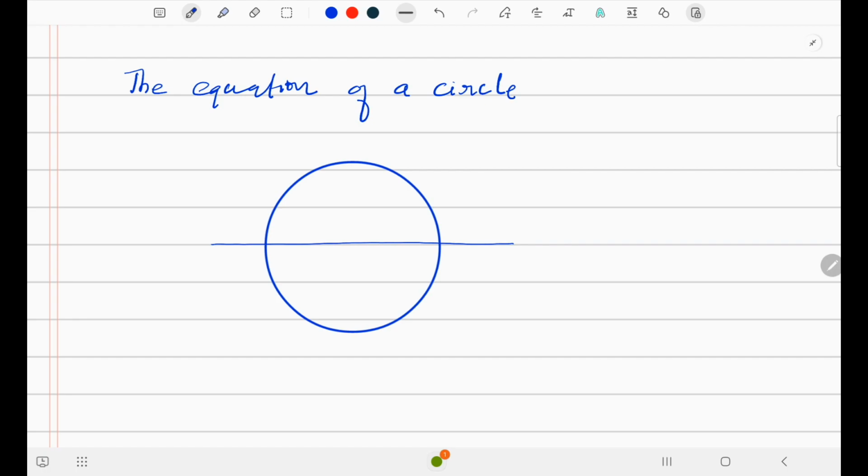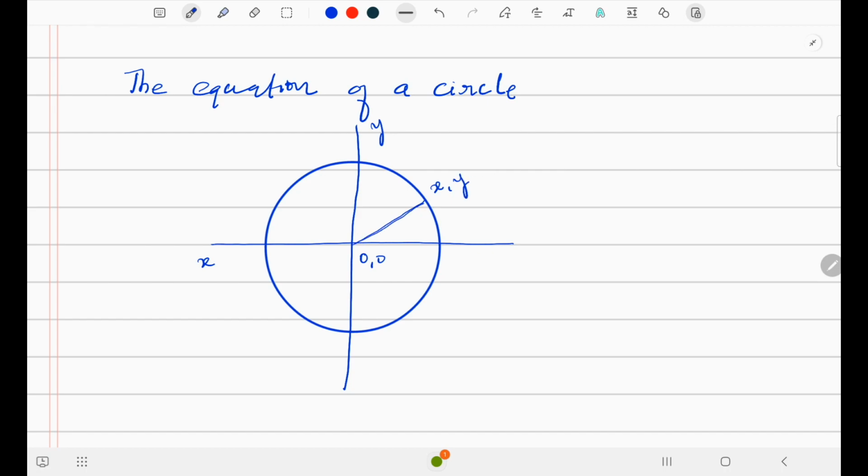This is a line, the x-axis, followed by the y-axis. This is the x-axis and this is the y-axis. The origin is 0, 0. The equation of the circle with center 0, 0, and the radius. What is the radius? This is the radius, right? So the radius is, say, some point x, y.